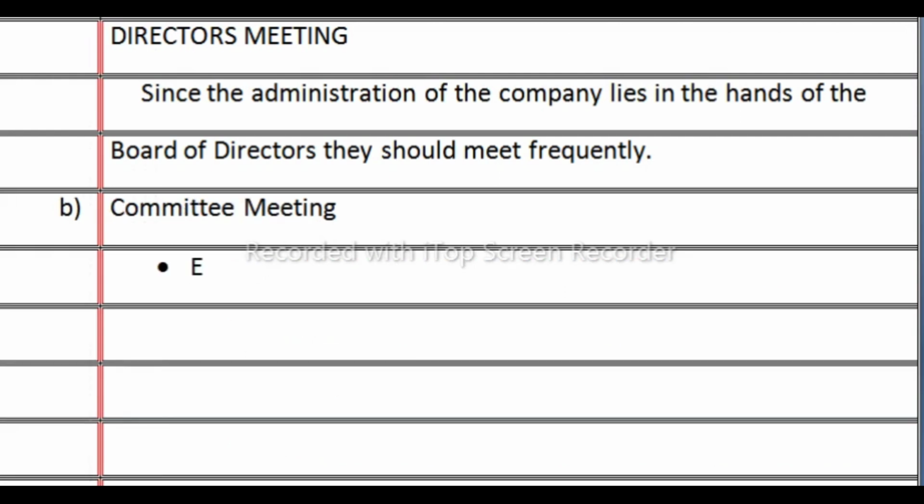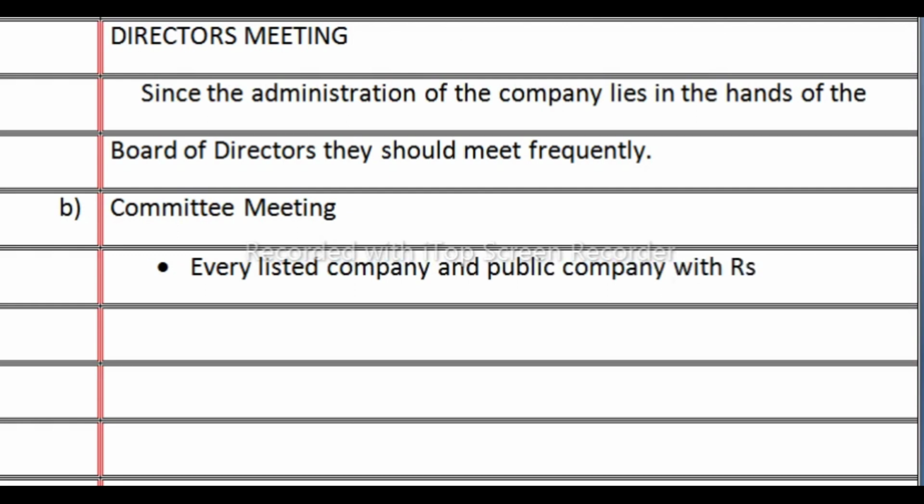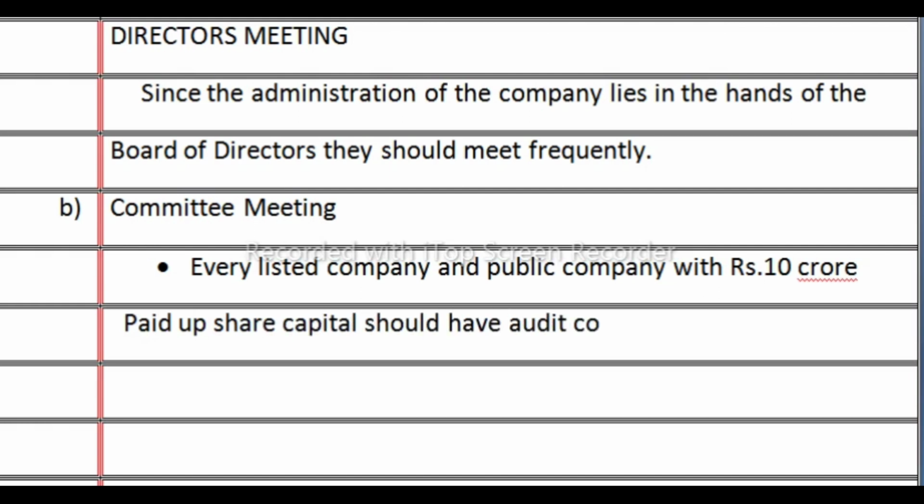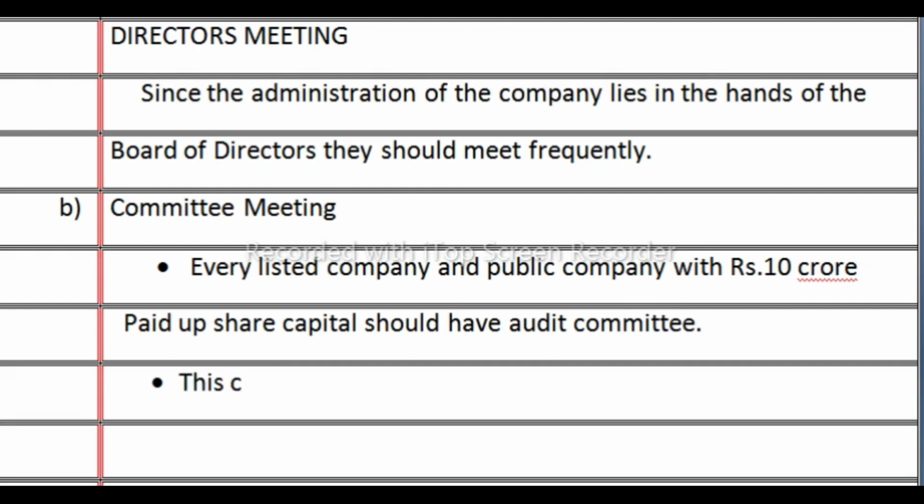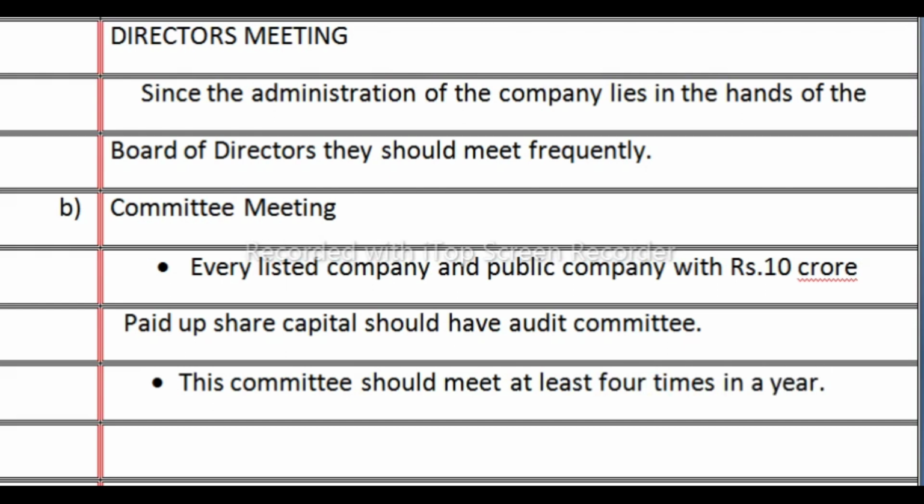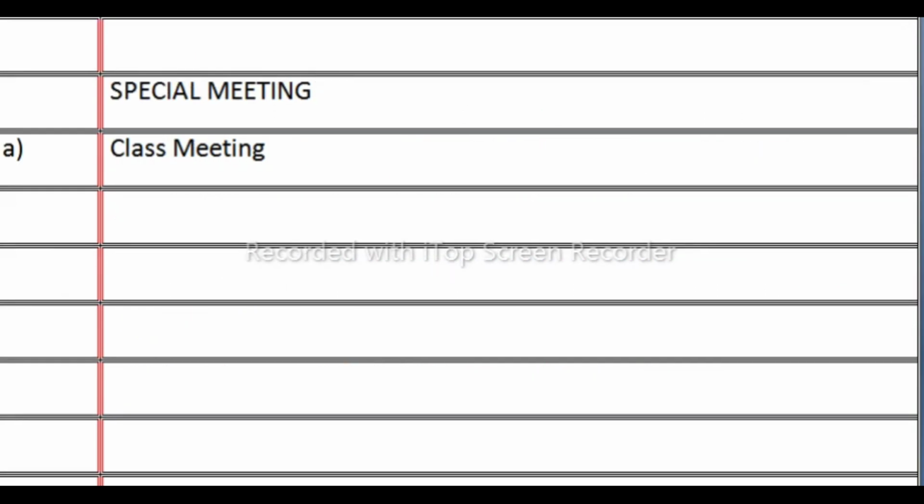Next, let's look at the committee meetings, which are again for the board of directors. Every listed company and every public company which has a share capital of rupees 10 crore must have an audit committee. Auditing means financial matters, to discuss financial matters. This committee has to meet at least 4 times in a year to discuss how the auditing is being done in a vigilant manner in the business.